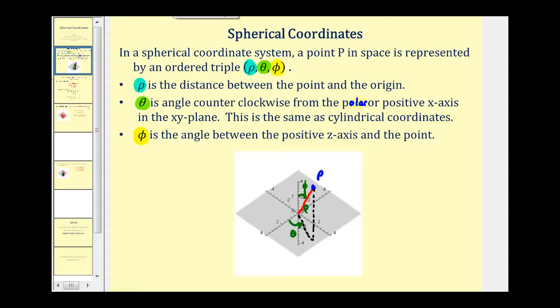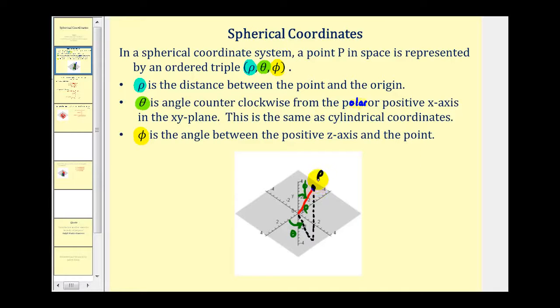In a spherical coordinate system, a point in space is represented by an ordered triple where the first coordinate is rho, and rho is the distance between the point and the origin. The second coordinate is theta. Theta is the angle counterclockwise from the polar or positive x-axis in the xy plane. This is the same for cylindrical coordinates. And the last coordinate is phi, where phi is the angle between the positive z-axis and the point.